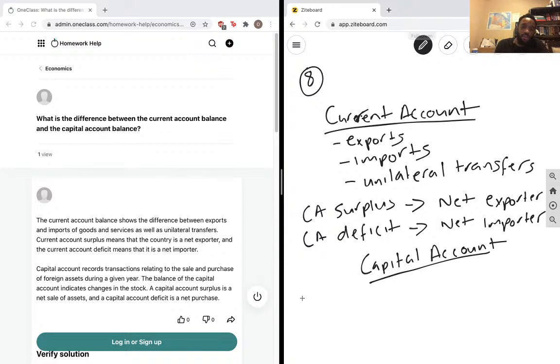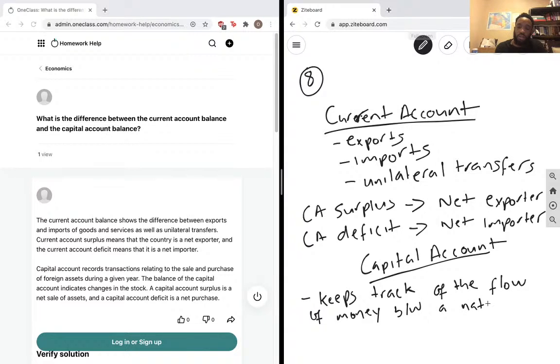So basically, a capital account keeps track of the flow of money between a nation and its foreign partners.